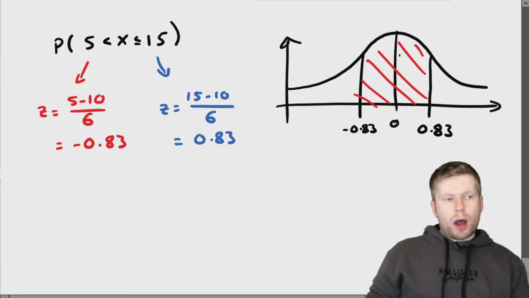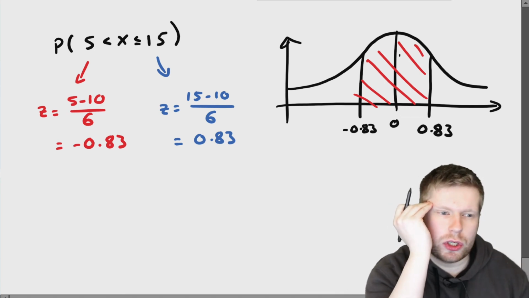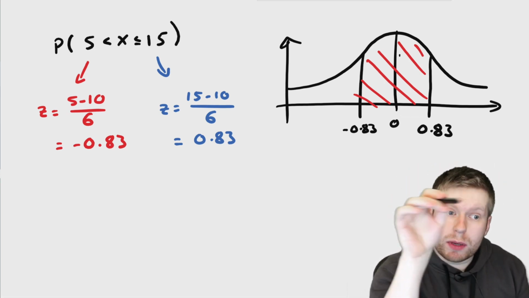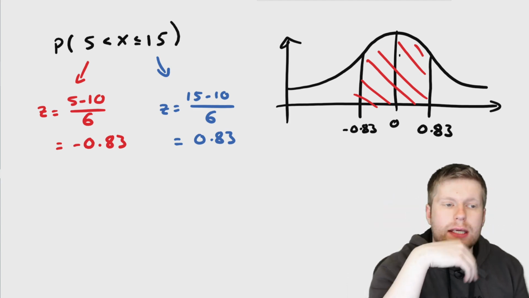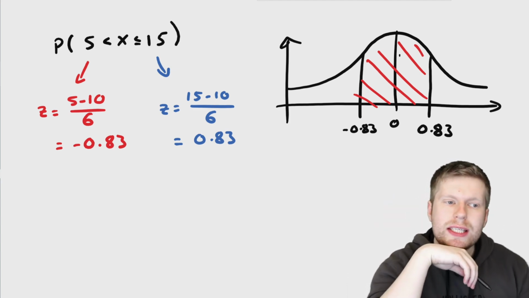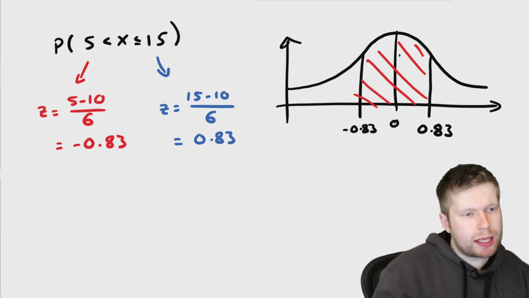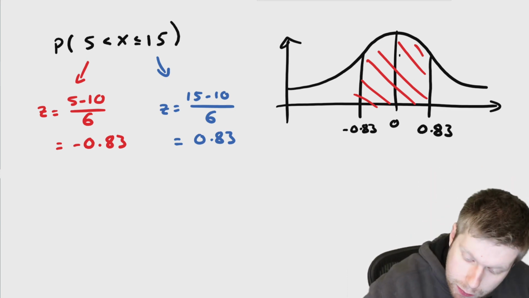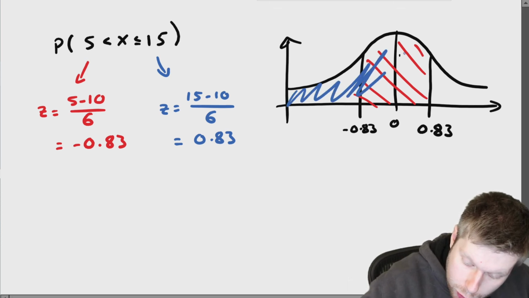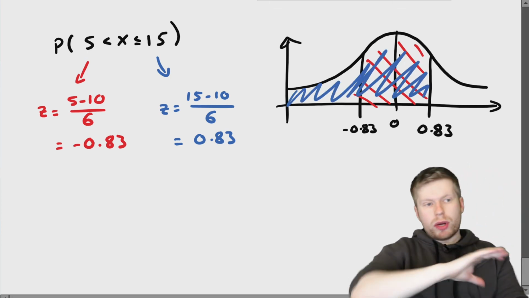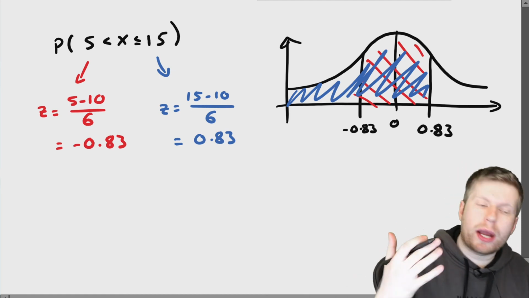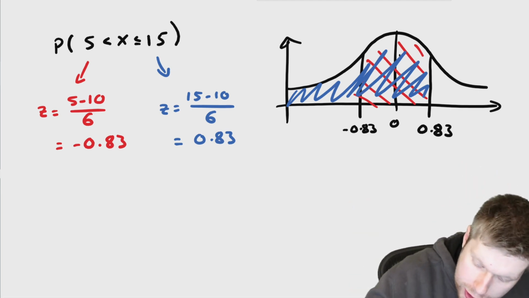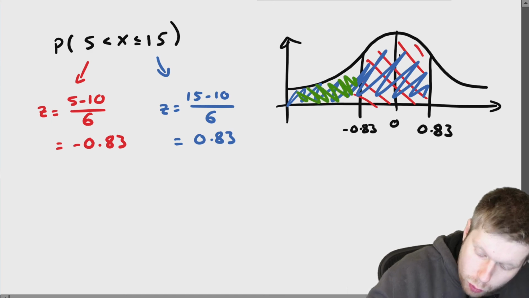Okay. So I need to think logically about how I can do this, bearing in mind my tables are cumulative. In other words, all the values up to that particular value. So instead of looking at each separately, what I'm going to do first of all is look at the region up until 0.83 and work out what that is. And then I'm going to take away the region which is less than negative 0.83.